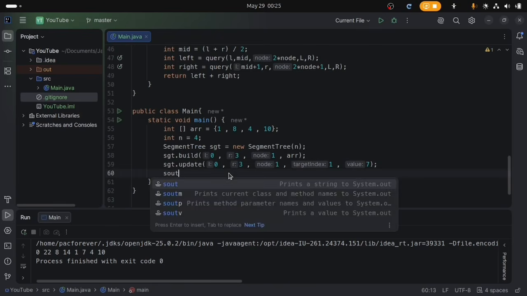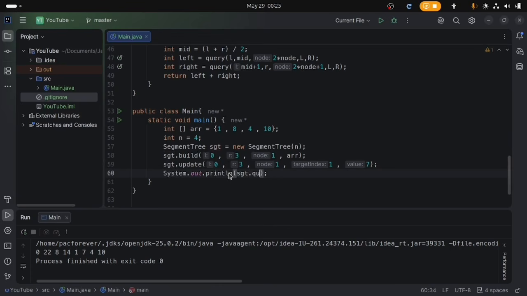So let's check the query function now. sgt.query. Let's query for 2 comma 3. sgt.query. Let's query for 1 comma 3. Okay, we need to pass L, 0 comma 3 comma 1. Okay, let's run the code.